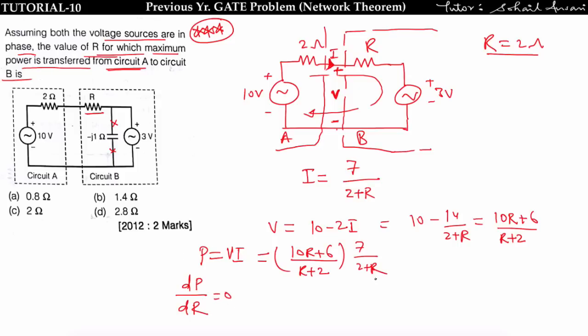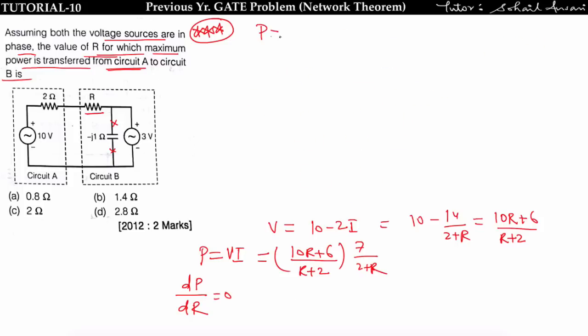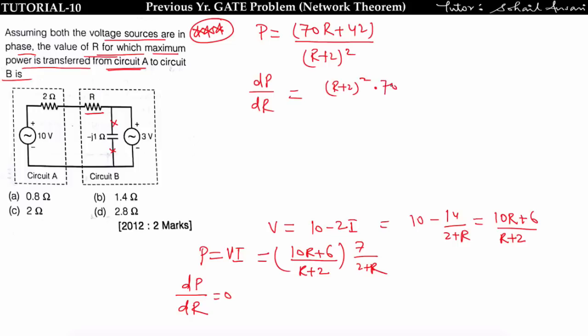Then only you will be able to find the value of R for which maximum power is transferred from circuit A to circuit B. Now P is equal to 70R plus 42 upon (R plus 2) whole square. Now differentiate it with respect to R. You will get (R plus 2) whole square into 70, minus (70R plus 42) into 2 into (R plus 2). Equate it to 0.